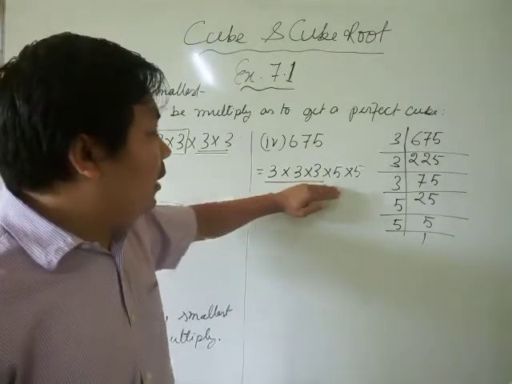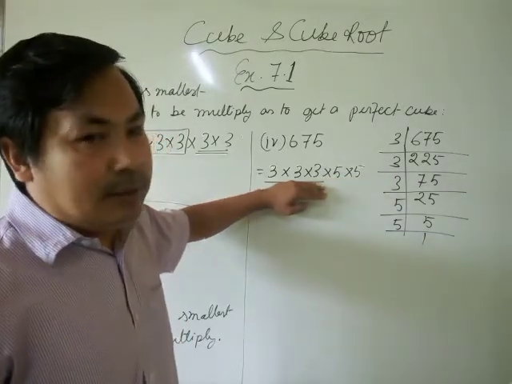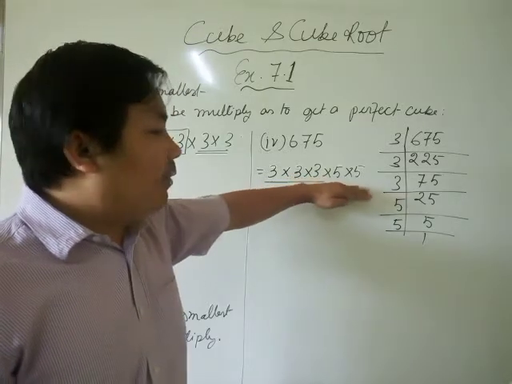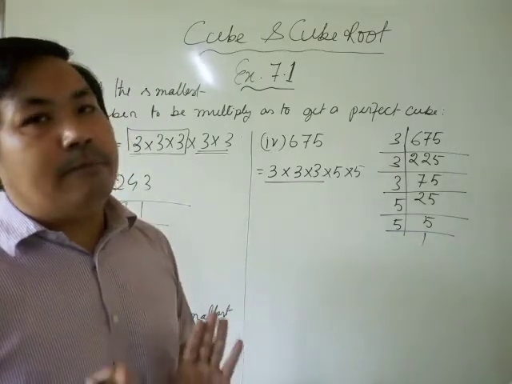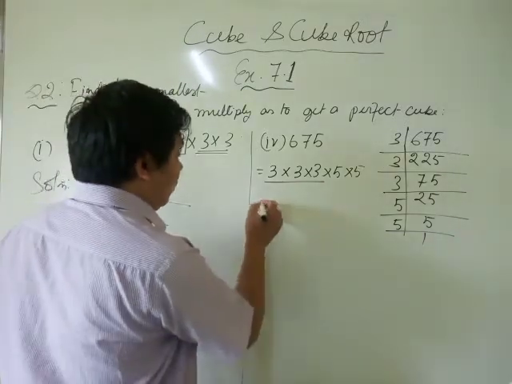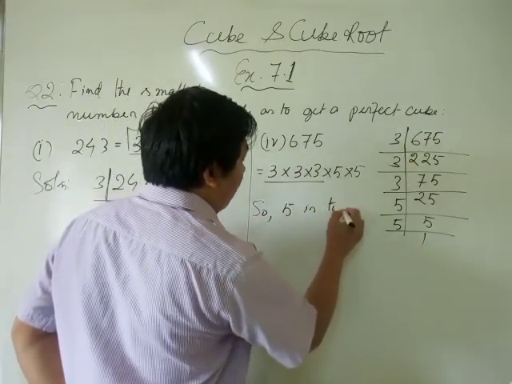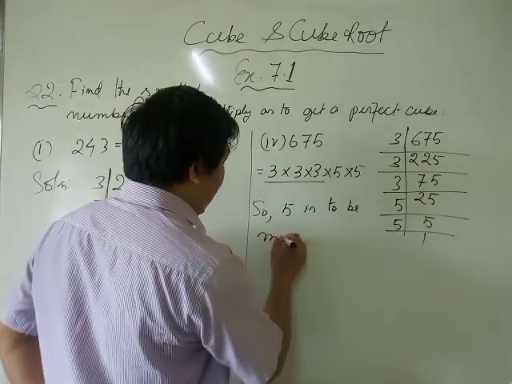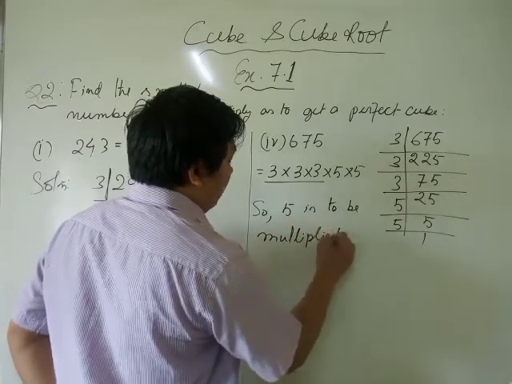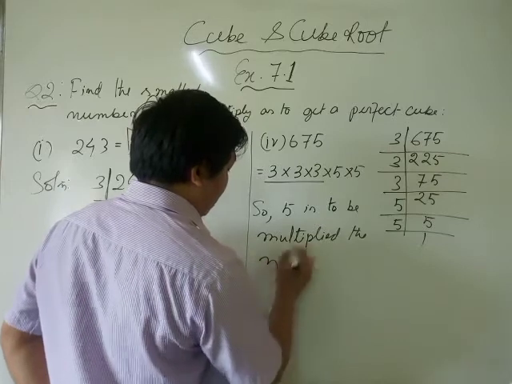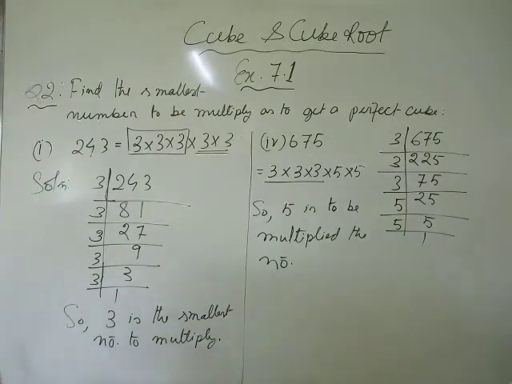So this is not a perfect cube. Yes, here we cannot pair 5 into 3 times, isn't it? So 3 can be already 3 times. Here we can group into 3. Number 5 cannot be grouped into 3 times, isn't it? So 1 more 5 is required. That means 5 has to be multiplied with the number to become the perfect cube. That's all. So 5 is to be multiplied, the smallest number to be multiplied to the given number. Okay, so these are the answers of this question number 2.